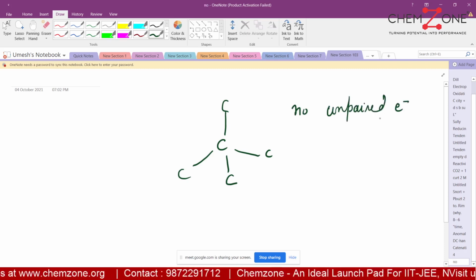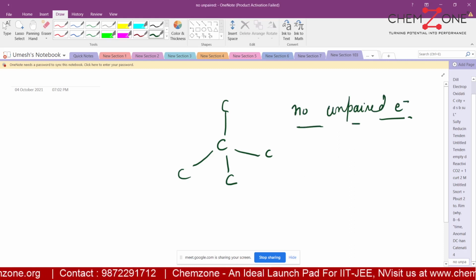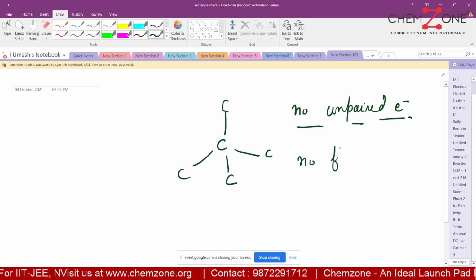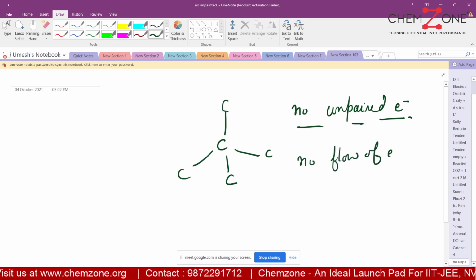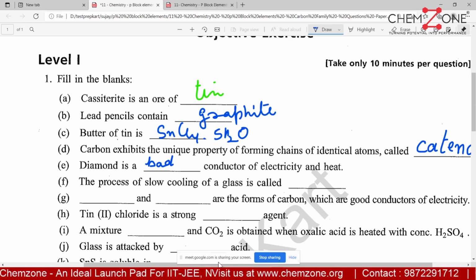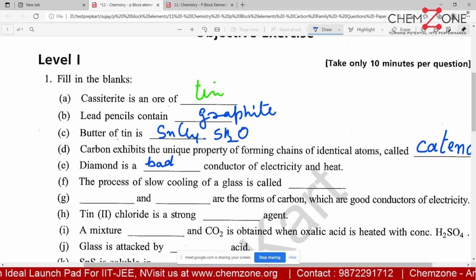Since it does not have any unpaired electrons, it does not have any electrons for conduction, because conduction is the flow of electrons, the flow of charge. No flow of electrons. That is why it is an insulator. It's a bad conductor of electricity. Understood?